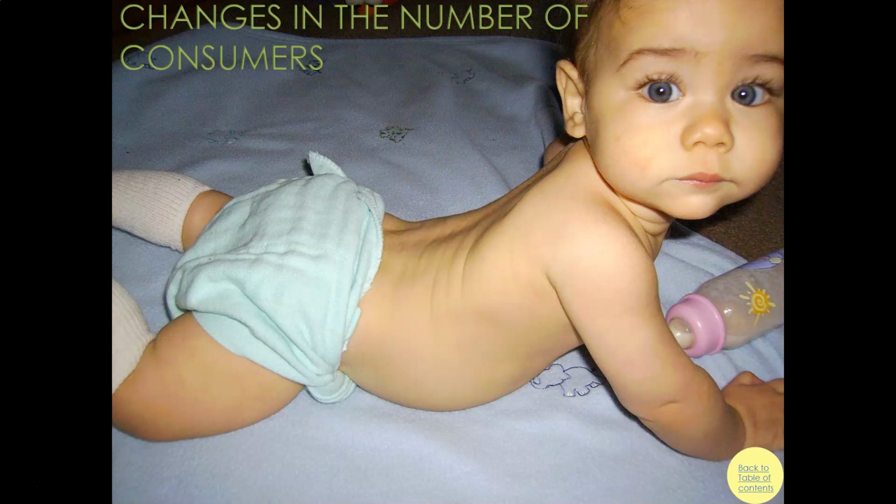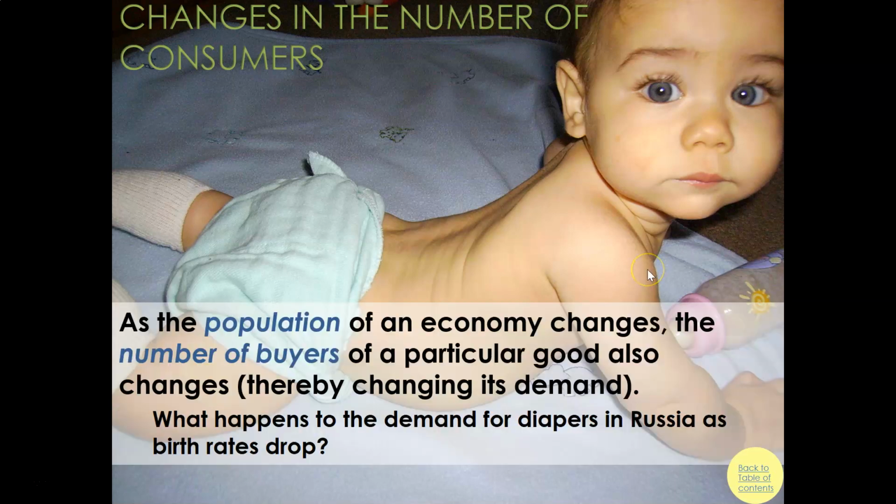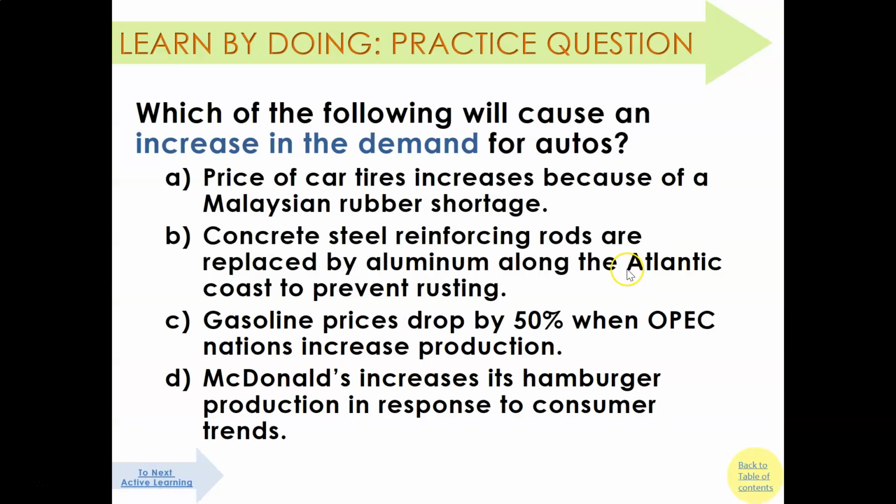Changes in the number of consumers. What happens to diapers demand in Russia as birth rates are dropping quite dramatically, as it turns out? Demand for diapers is falling, so that population matters, the number of consumers matters, and affects the position of the demand curve.